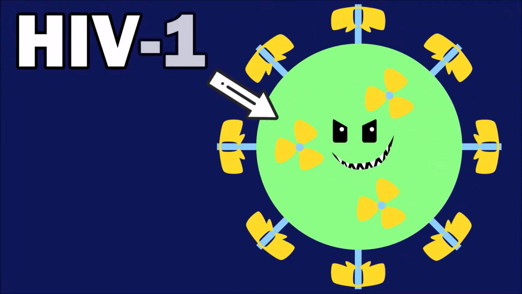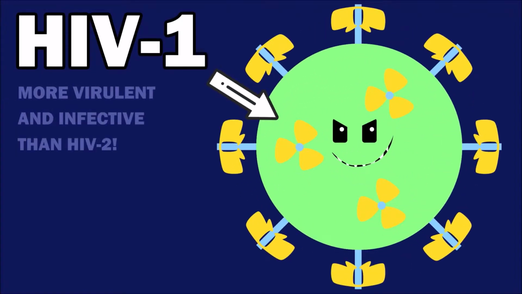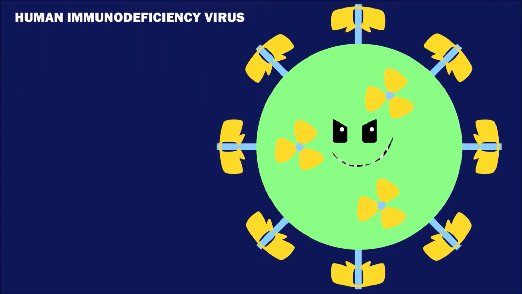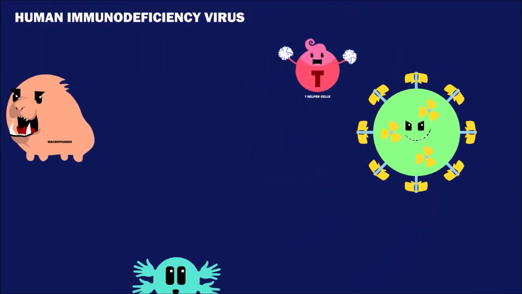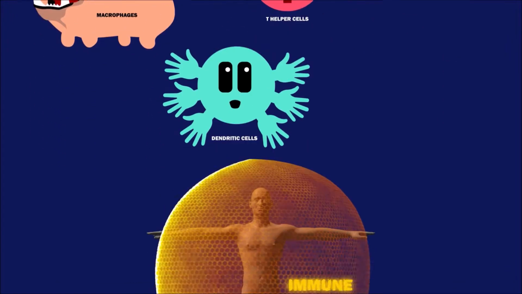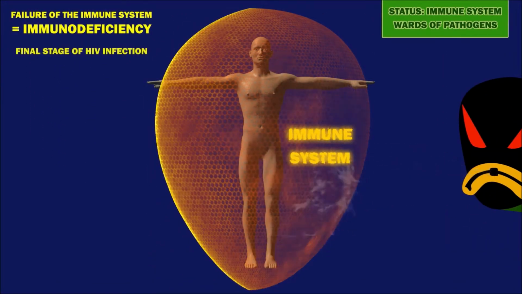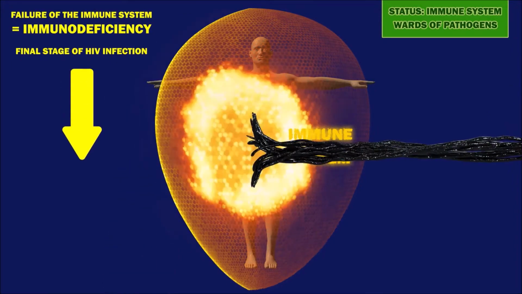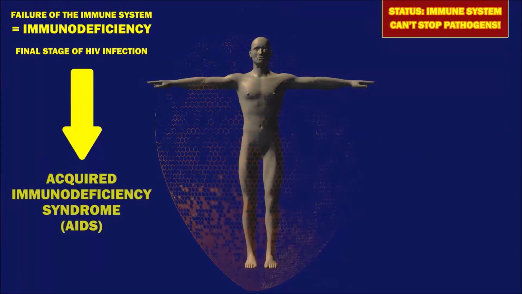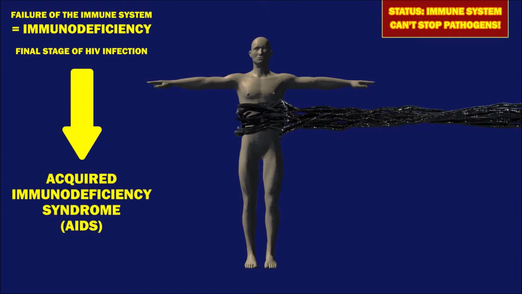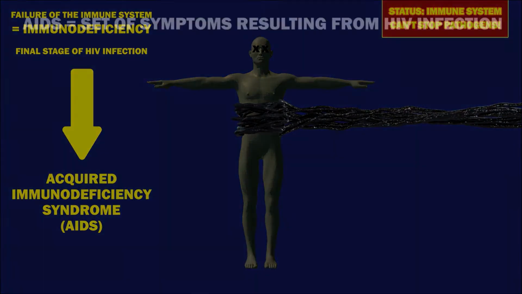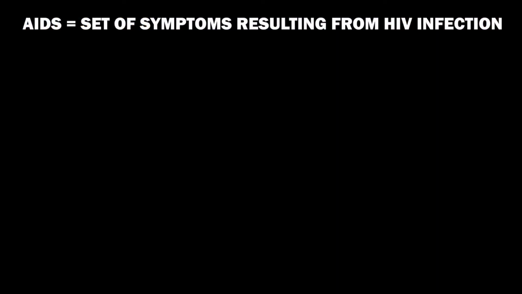The name HIV almost always refers to HIV-1, the more virulent and infective type. The human immunodeficiency virus, or HIV, targets cells of the immune system. When the immune system starts to fail, this is termed immunodeficiency. In the final stage of the disease's progression, a patient is said to have acquired immunodeficiency syndrome, or AIDS. AIDS is not the virus, but rather a set of symptoms that result from the virus.